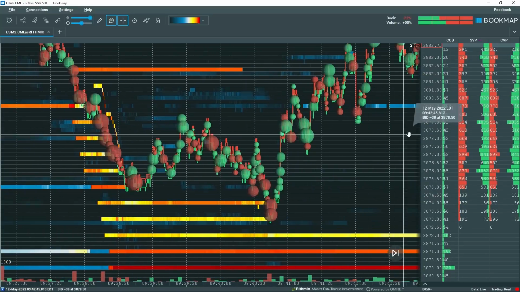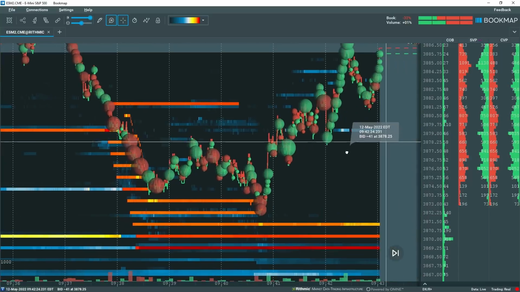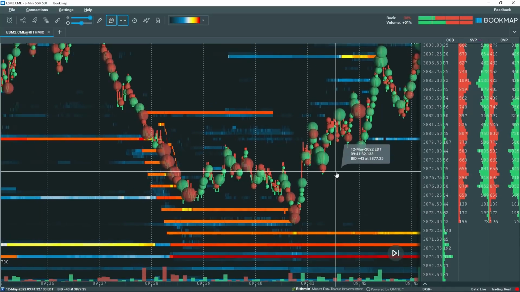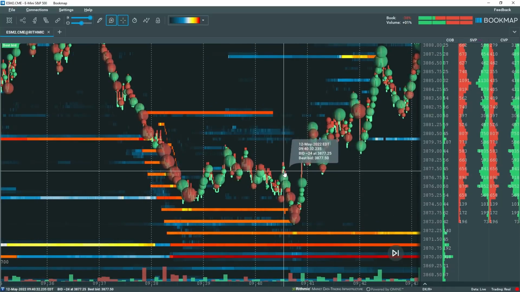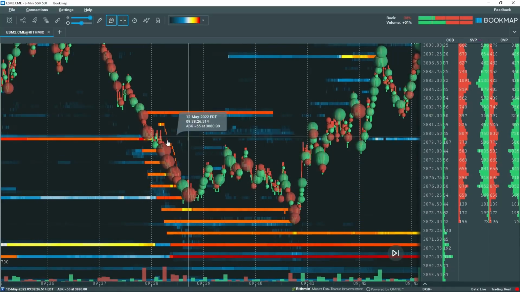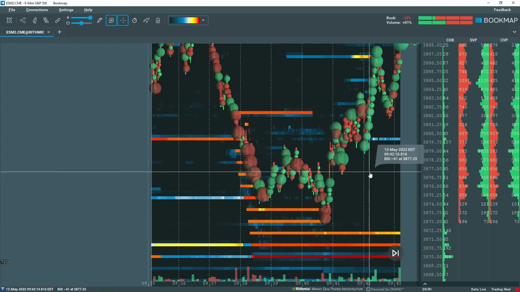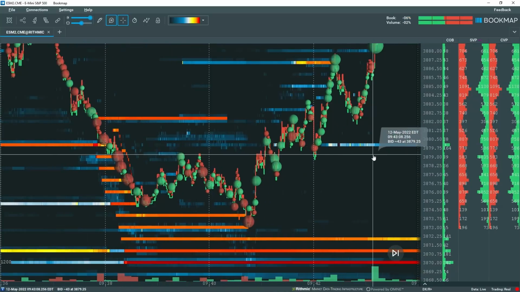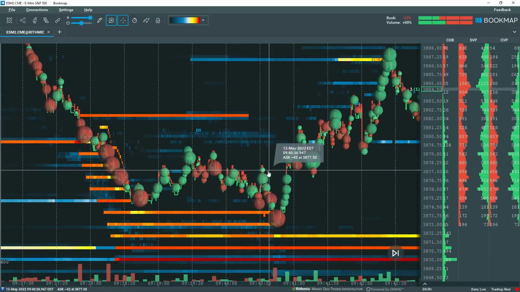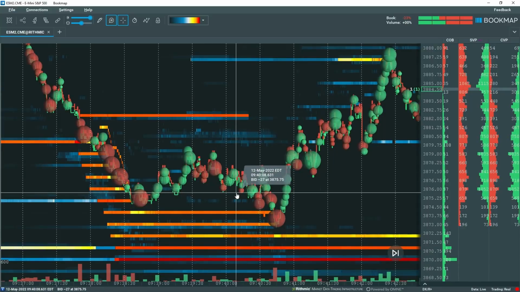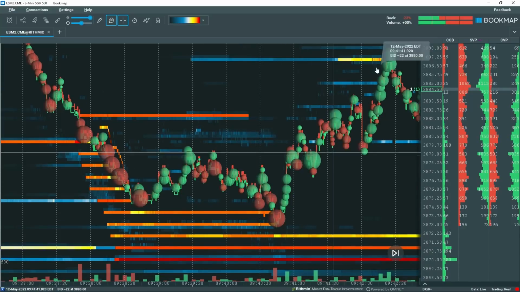Now, there are 2 ways we could play this. The first one is to wait for the reaction out of this area, meaning once we identify this strange activity, wait for market buy orders to start coming into the market. And then once this buyer starts getting rewarded, we're going to start to see the market come up.